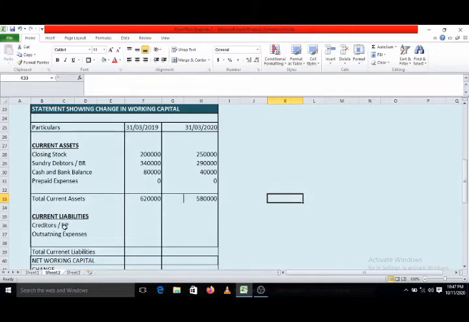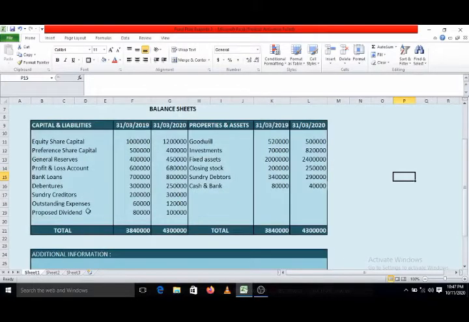Now next one is current liabilities. What is there in current liabilities? Mainly creditors, bills payables and outstanding expenses. Where will we find these? Obviously in our example balance sheet, liability side. Three items are given: sundry creditors, outstanding expenses and proposed dividend. But out of that, proposed dividend we are going to consider separately in the fund flow statement, so it will not be part of current liabilities. So in current liabilities only these two items will appear: sundry creditors and outstanding expenses.